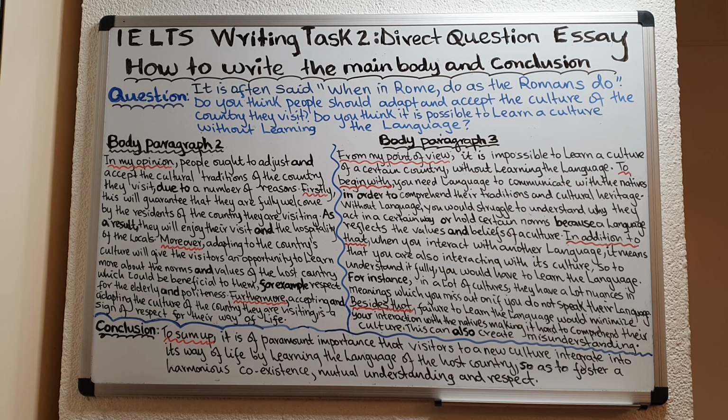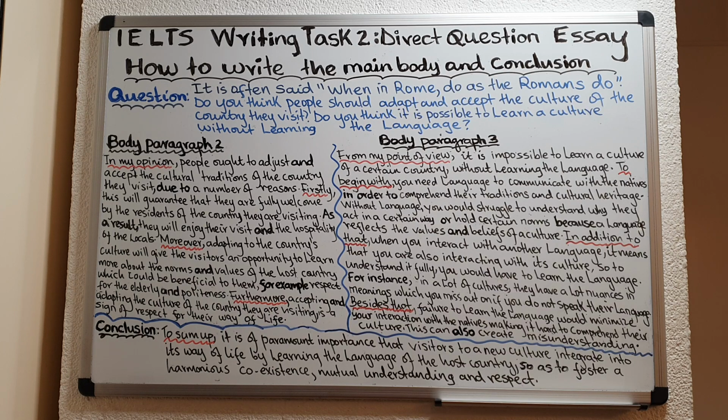All these three words mean the same: natives, locals, residents. Remember, this is a band 9 essay, so I have to use a wide vocabulary. Once you have written the first point, now I'm going to elaborate. To begin with, you need language to communicate with the natives in order to comprehend their traditions and cultural heritage. Then I'm going to elaborate the first point.